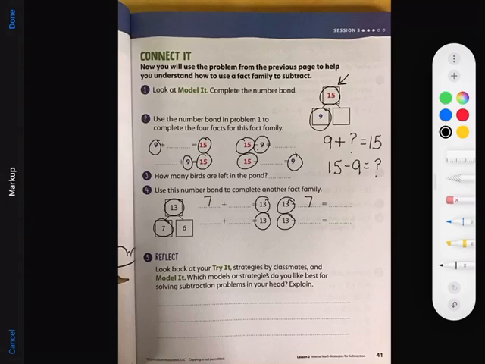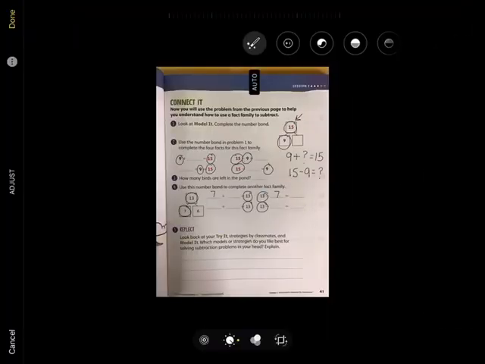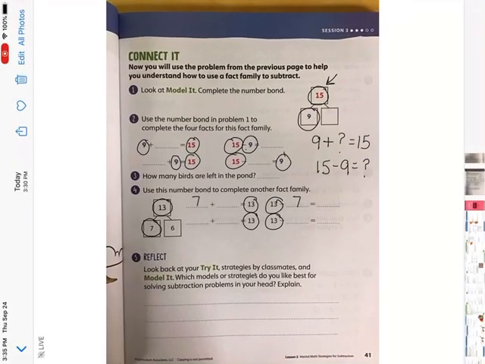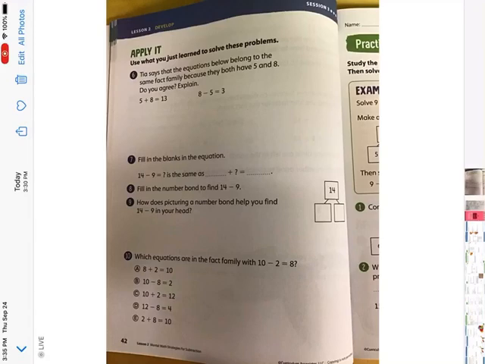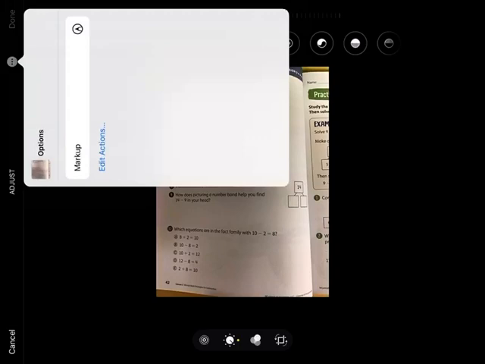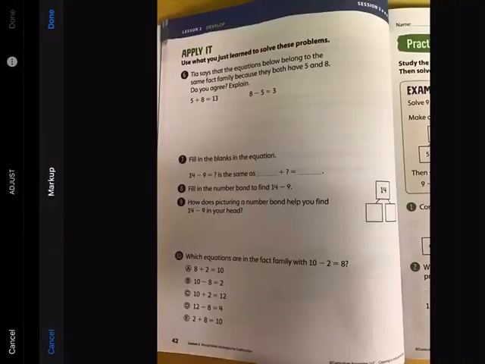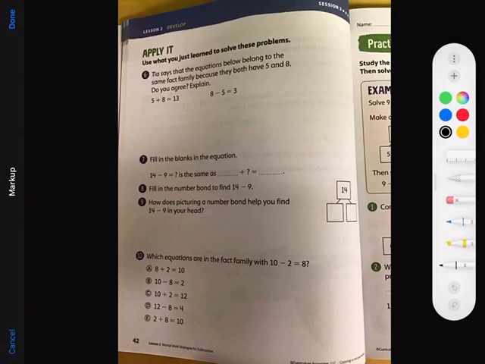Then if you can turn to page 42. Now looking at page 42. Problem number 6 says, Tia says that the equations below belong to the same fact family because they both have 5 and 8. Do you agree? Explain. Kiddos, when you're looking at this one, remember, a fact family has to have the same 3 numbers.